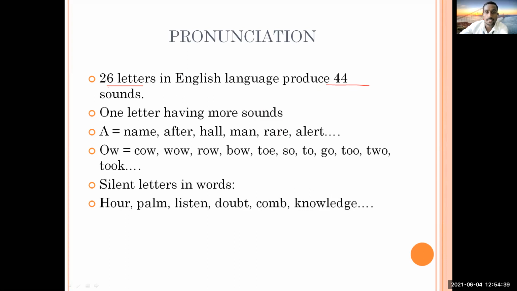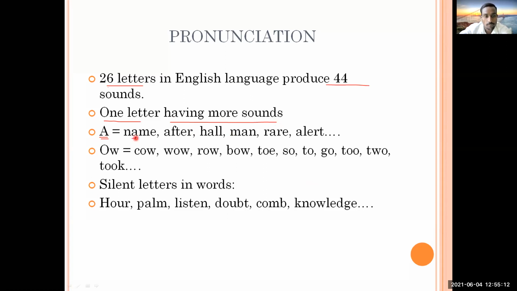So there are 26 letters and they produce 44 sounds. One letter can have more sounds, maybe more than one or two sometimes. So let's try to understand. This is letter A. This is not a sound, this is the letter A, and we'll see that letter A again has different sounds here.